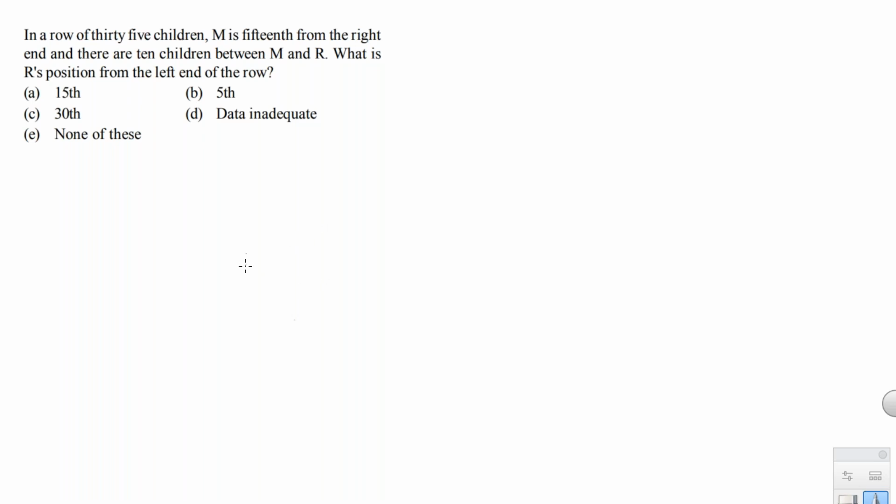In a row of 35 children, the total number of people is given as 35. M is 15th from the right end. From the right end, M is 15. And there are 10 children between M and R. Now there are two possibilities. Taking 10 children between M and R means R can be on the right or R can be on the left. Right?